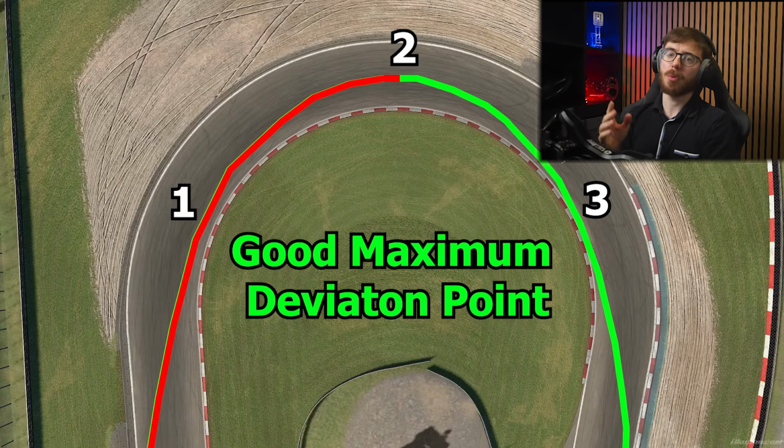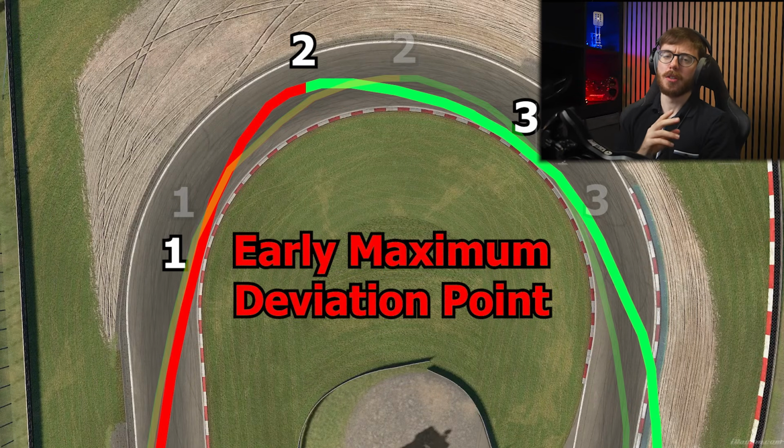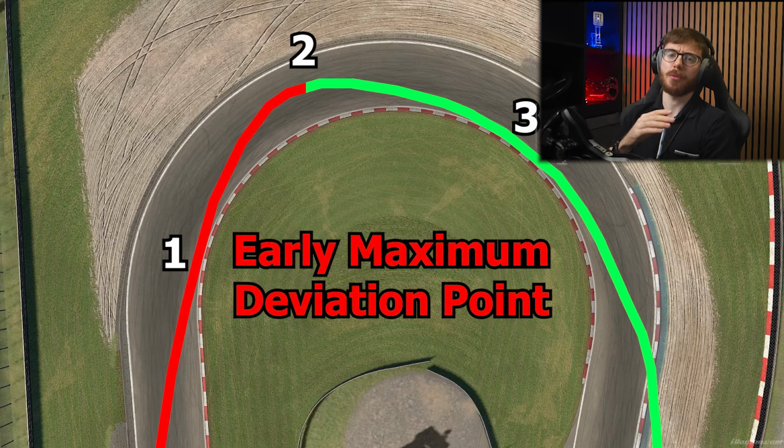So what happens when we take an earlier maximum deviation point? The second apex is shifted earlier in the corner, and if we take too early of a second apex, we're struggling to get on throttle at the right point, which we'll talk about a little bit later.